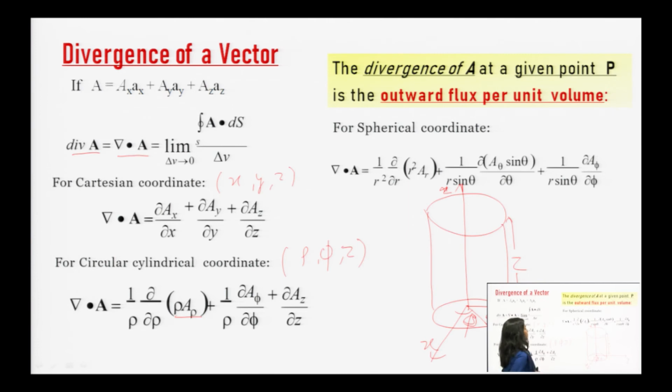So with the help of these parameters we can define divergence in a cylindrical coordinate as 1 by rho d by d rho rho a rho plus 1 by rho d a phi d phi plus d a z by dz, where a rho is nothing but the coefficient of vector A in cylindrical coordinate. Similarly, a phi is the coefficient of vector A in cylindrical coordinate, and similarly az is the coefficient of A in the direction of z axis.